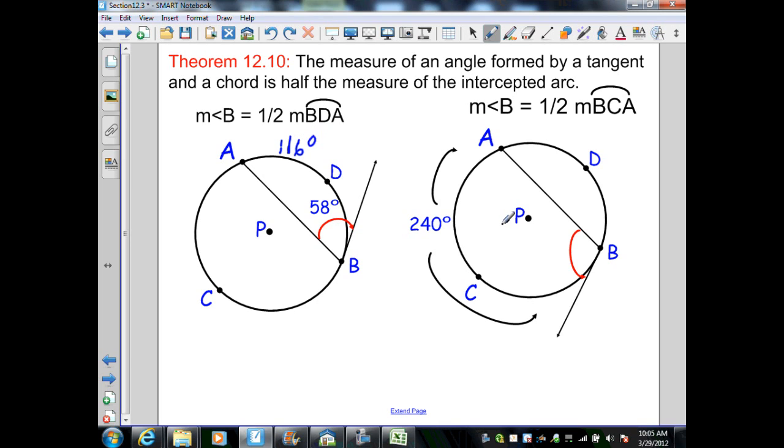In this example, again, I have a chord and a tangent drawn to the endpoint of that chord. That creates an intercepted arc, here ACB. And by theorem 12.10, the measure of this angle must be half the measure of its intercepted arc. Since the intercepted arc has a measure of 240 degrees, the measure of this angle must be 120 degrees.